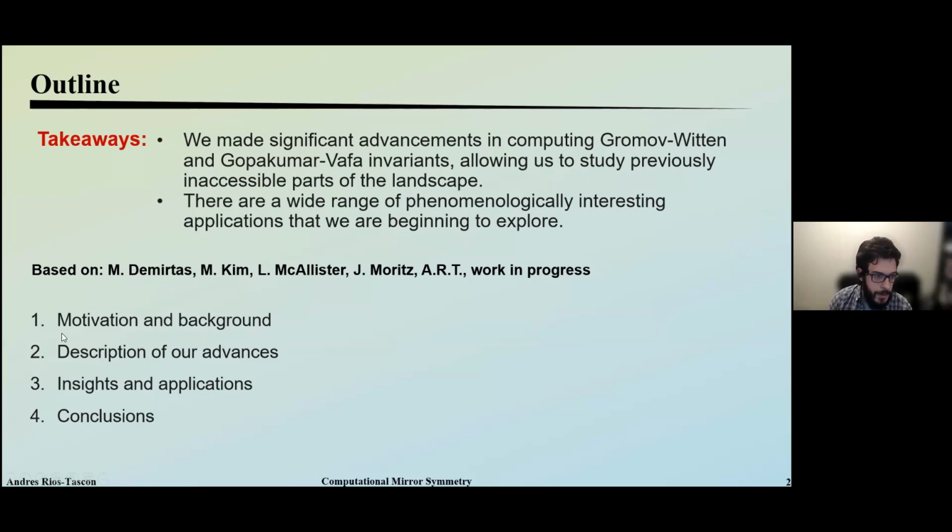Here's an outline for my talk. I'll give some motivation and background. I'll describe our advancements. I'll show some insights and applications of our tools, and I'll conclude. So let's start at the beginning.